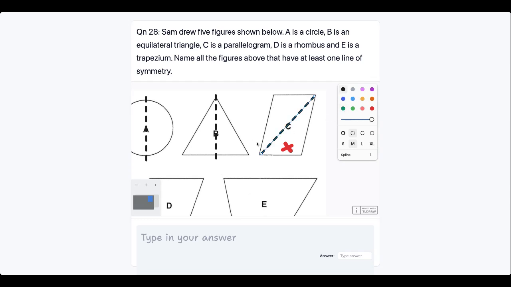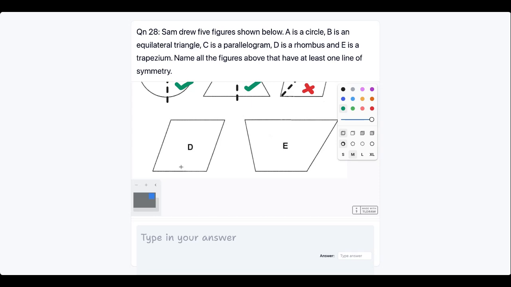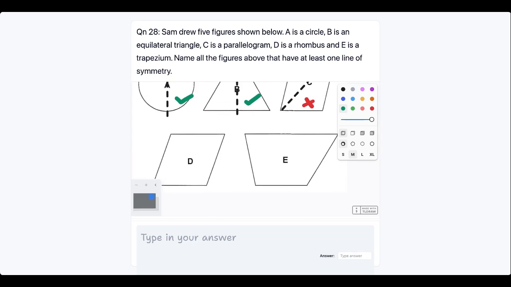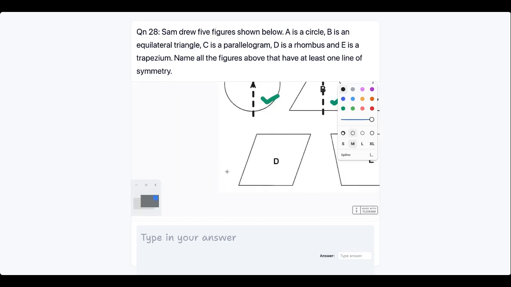For the others over here, it's a tick and it's a tick. What about D? D is a rhombus itself. So what this means is that if I were to put a line like this, it is actually a line of symmetry as well. So that means it deserves a tick.